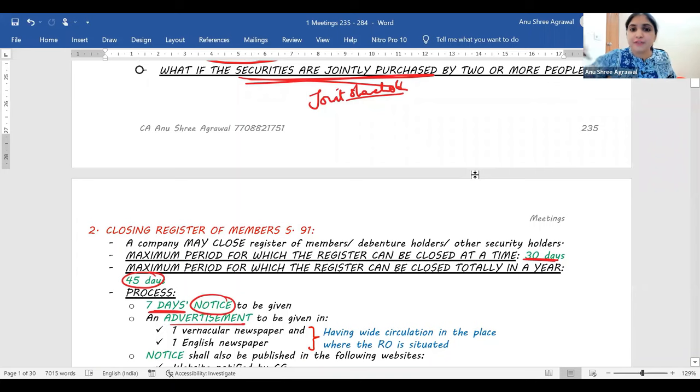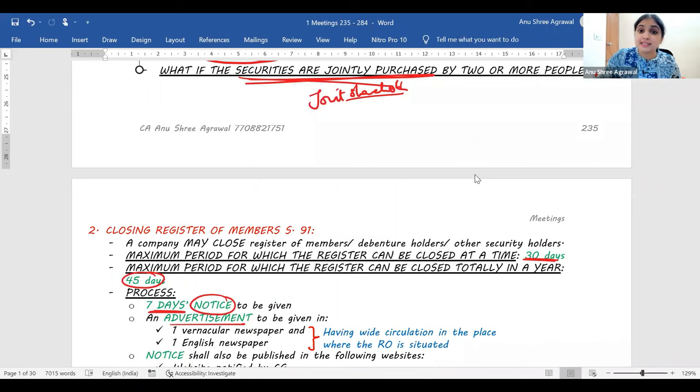Register of beneficial owners. Register of beneficial owners maintained by whom? Maintained by depository. Perfect answer, guys. Very good. Register of beneficial owners maintained by depository. That itself will be treated as register for this purpose.